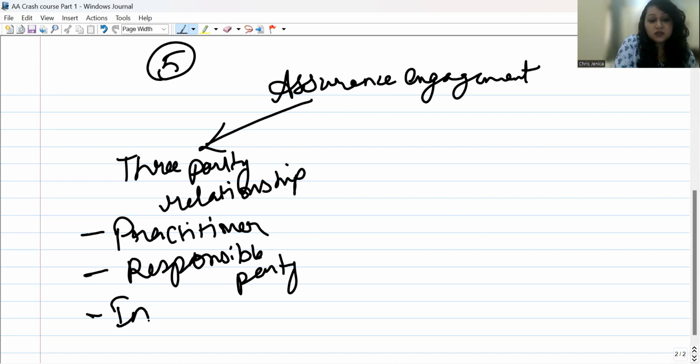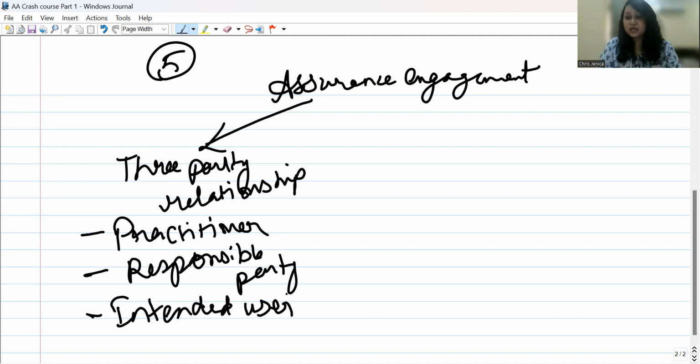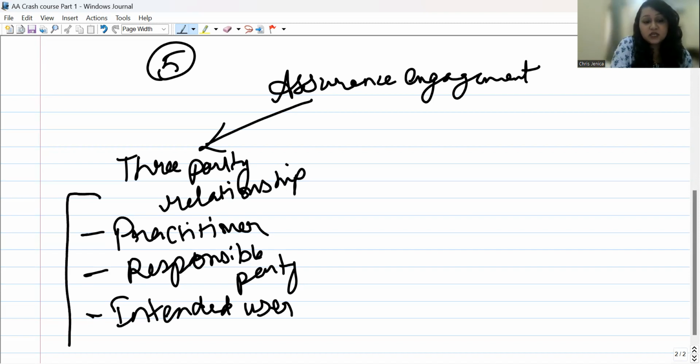Then, the third party will be the intended user. They are nothing but the stakeholders. For example, shareholders who will be interested in knowing the running position of the company. They'll be interested in knowing the truth and fairness of the financial statements. So they are the intended users. So basically, you need a three-party relationship. That is practitioner, responsible party, and the intended user.